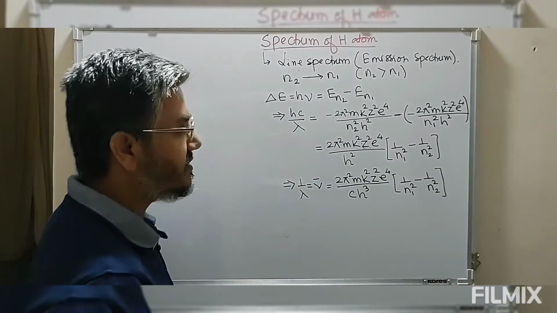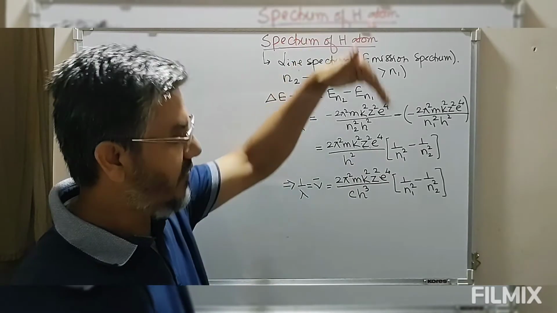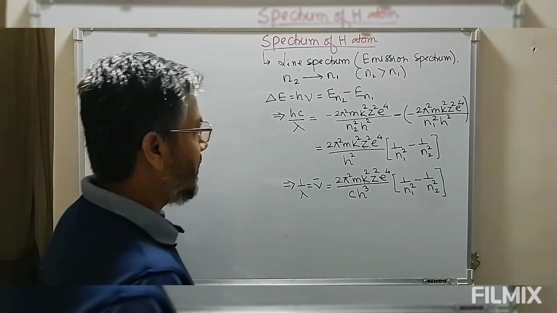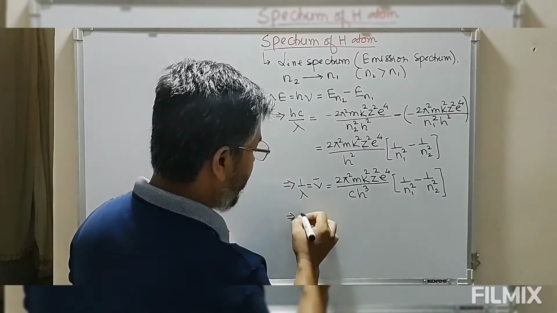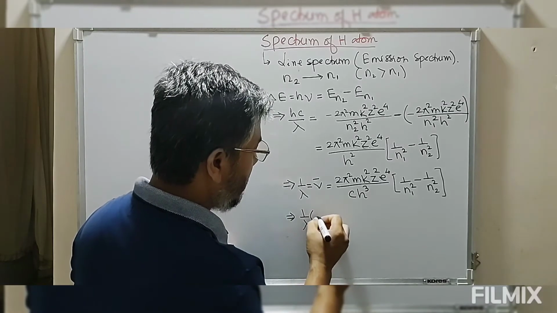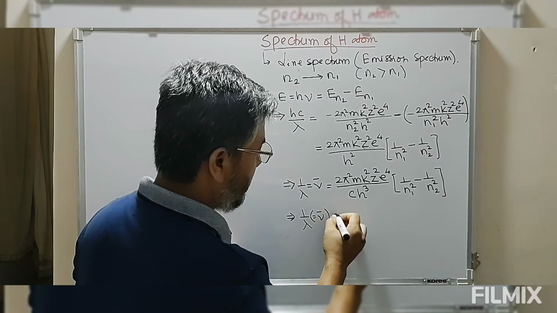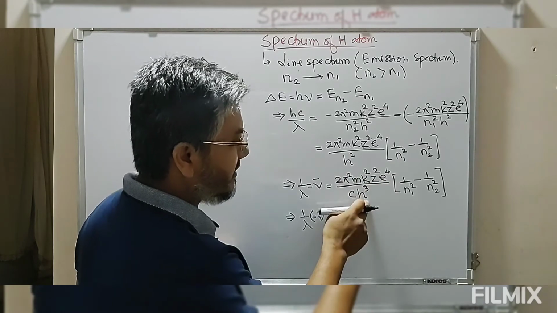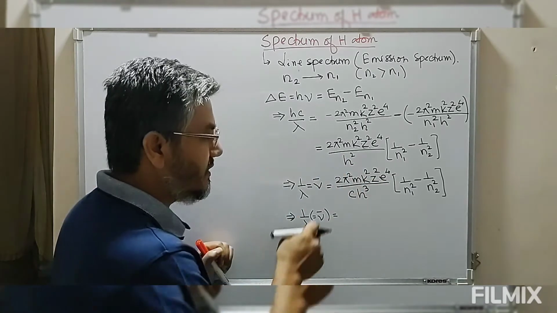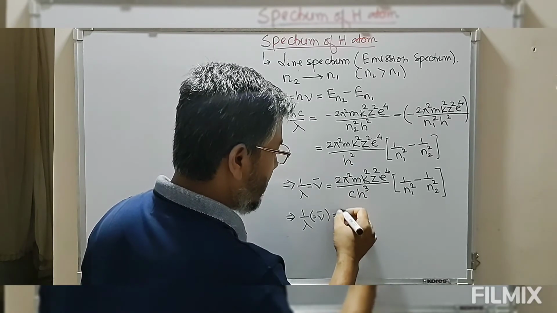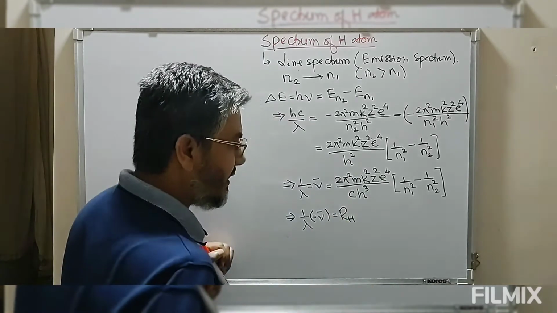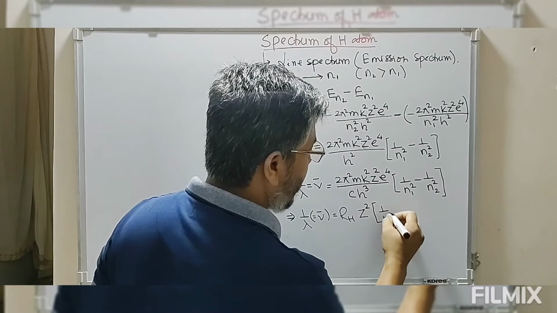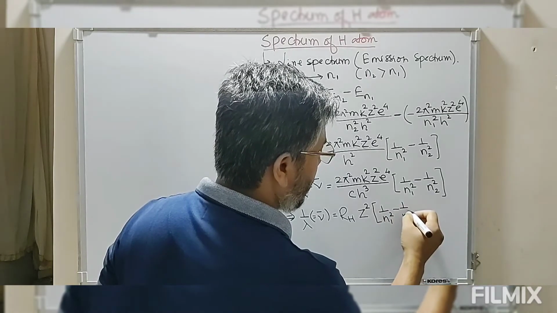If you look at this, n1 is the final state, where the electron finally rests, and n2 is the initial state, from where the electron de-excitation started. Now if you look at this equation very carefully, this 1 by wavelength is known as the wave number. All these terms, 2 pi, m, k, e, c, h, are constants. This constant is a value known as the Rydberg constant, R_H, into Z square, times 1 by n1 square minus 1 by n2 square.